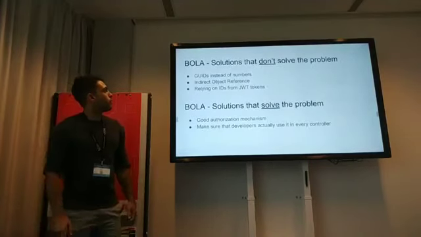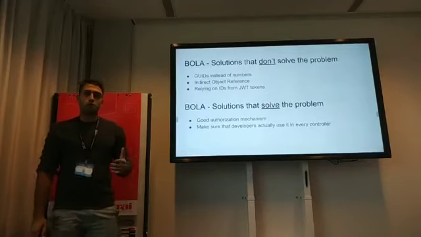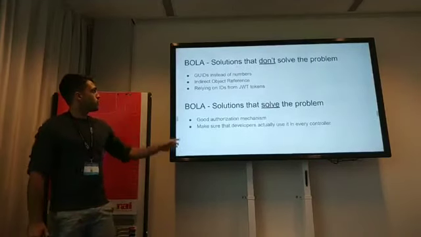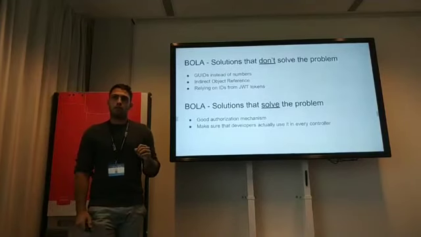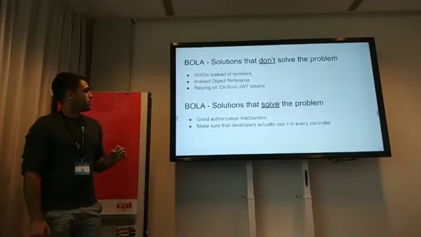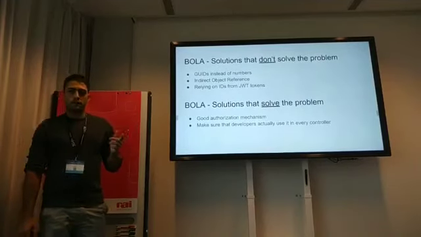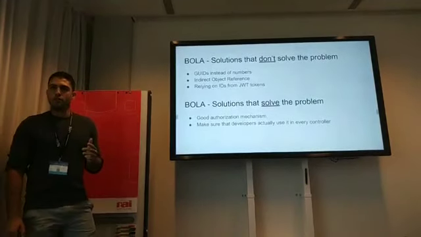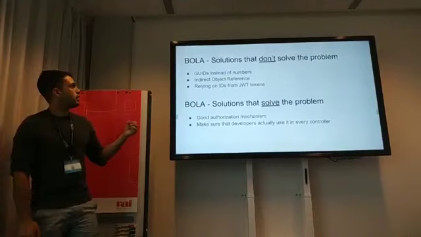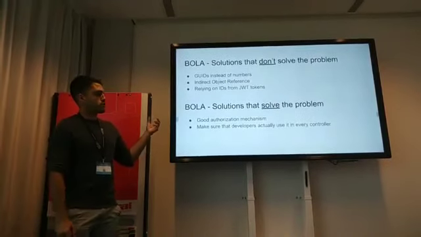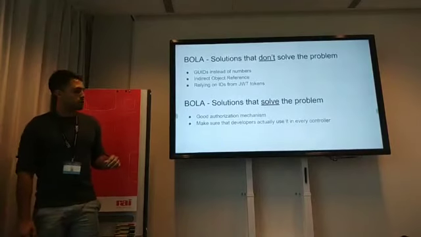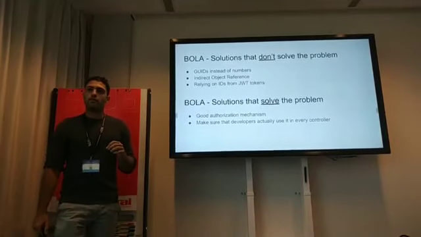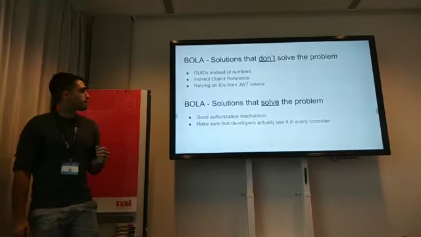So what solutions are not good to solve the problem? GUIDs instead of numbers, it's another layer of protection, but it's definitely not a mechanism to solve BOLA. Indirect object reference doesn't really work in APIs. If you ask your developers to implement indirect object reference instead of direct ID, they would tell you no way. Because APIs today receive many IDs. It's part of the REST standards.